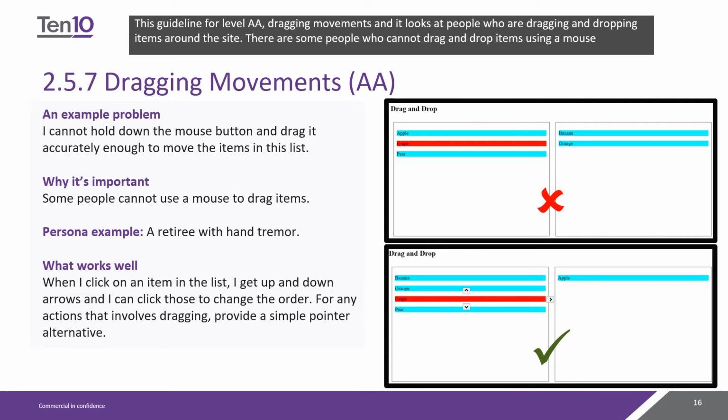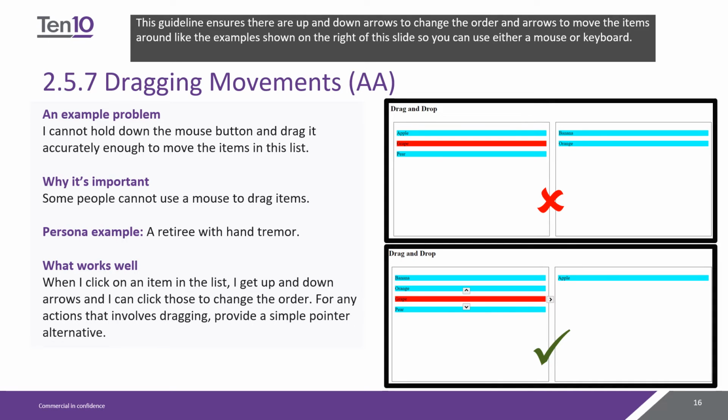This guideline is for level AA, dragging movement. So this looks at people who are dragging and dropping items around the site. There are some people who cannot drag and drop items using a mouse. So this guideline ensures there are up and down arrows to change the order and the arrows to move the items around, like the example shown on the right hand side of this slide, so you can use either a mouse or a keyboard.